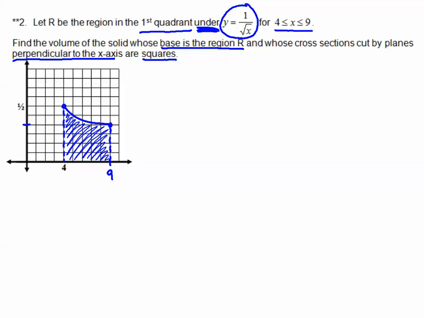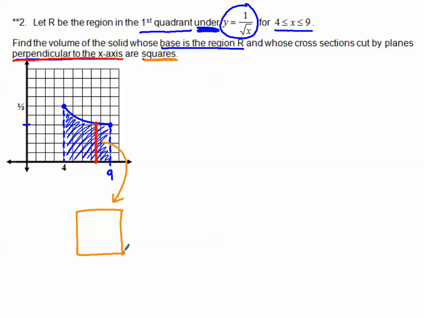The cross sections, we were told, are cut perpendicular to the x-axis. So I like to show a bird's eye view of one of those slices. There it is, one of those slices. Now this is only a bird's eye view. It's difficult to get a good idea of what this looks like. So I like to take out that view and see it as a frontal view. And it says that cross section is a square.